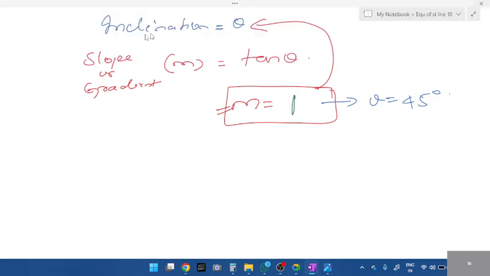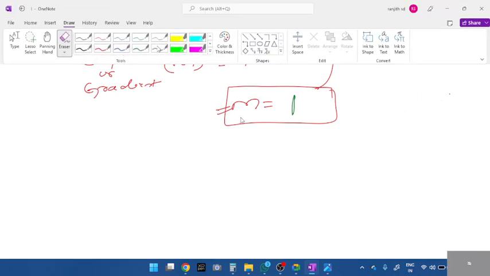If they give m is equal to 1, they'll tell you to find the angle. 1 is not an angle. So how do you find the theta value, students? How do you get it?